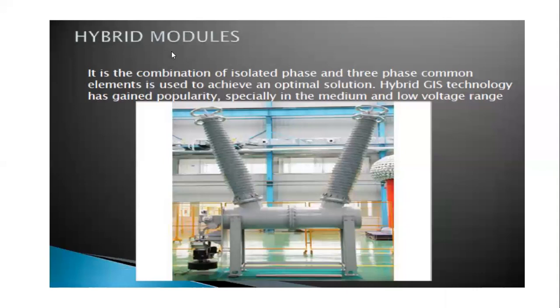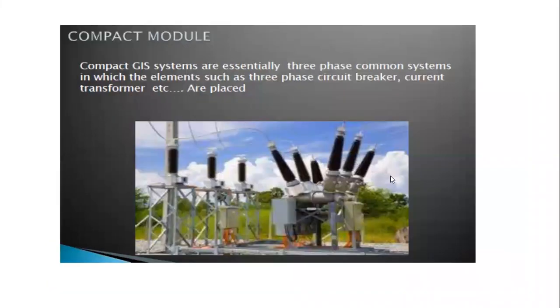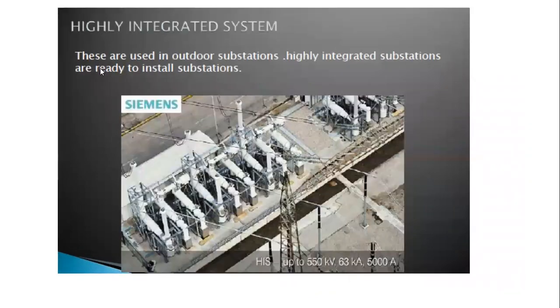Next, coming to the hybrid modules, it is the combination of isolated phase and three phase common modules. This is the practical view of the hybrid modules, and this is the compact module. The compact GIS systems are essentially three phase common systems, in which elements such as three phase circuit breakers, current transformers, etc. are used. Next one is the highly integrated system.